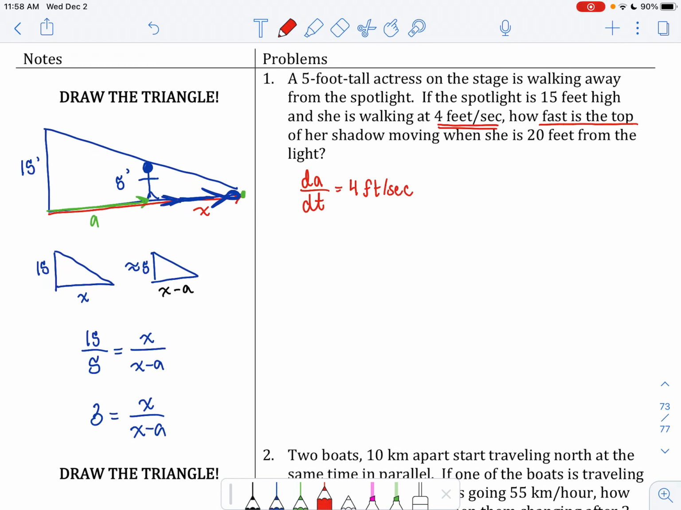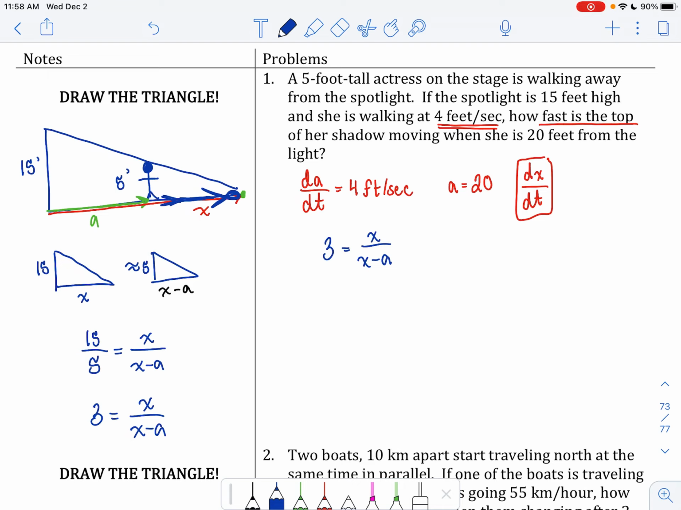Because looking at this problem, she's 20 feet from the light, so that means that A is equal to 20. We could find X if we wanted to. We're looking for dx/dt. This is what we want. And now we'll start with our equation: 3 is equal to X over X minus A.